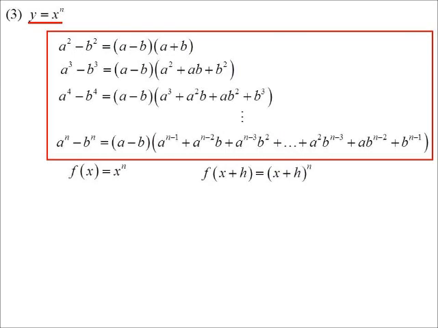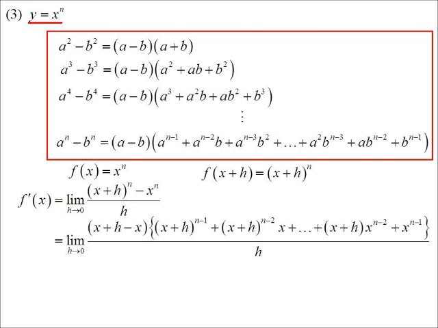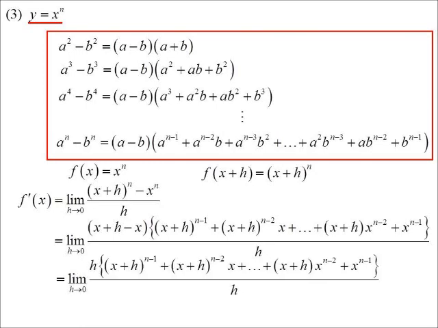So function x will be x to the power of n, which means function x plus h will be x plus h to the power of n. My first principles formula then gives me x plus h to the power of n. That's going to be a in this formula. And x to the power of n, which is going to be b. So when I do that factorisation, I'll start with a minus b, which is x plus h minus x. Then the powers of x plus h are going down by 1. The powers of x are going up by 1. Okay. Well, in that first parenthesis there, x plus h minus x is just h. And that will cancel with the h that's in the bottom of the fraction.